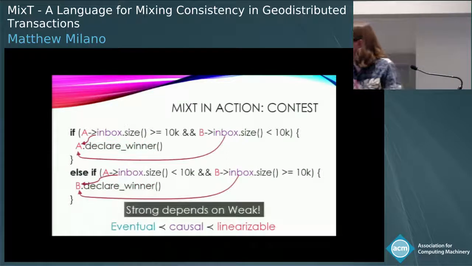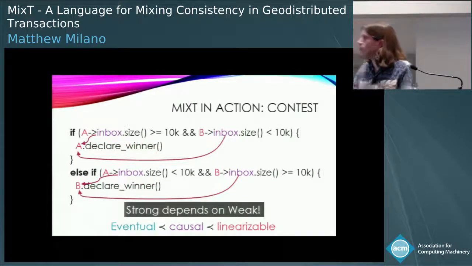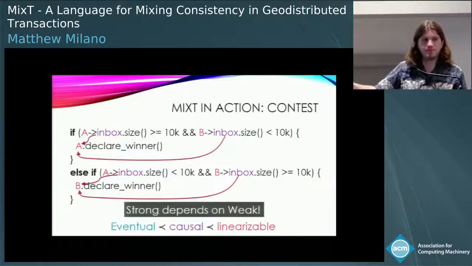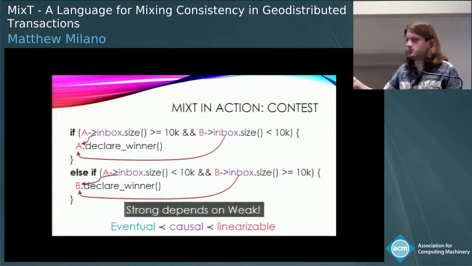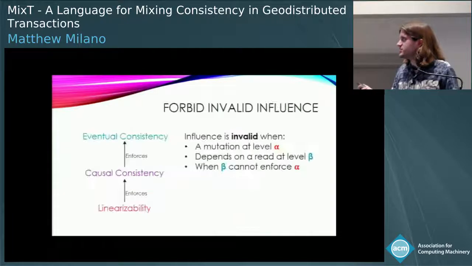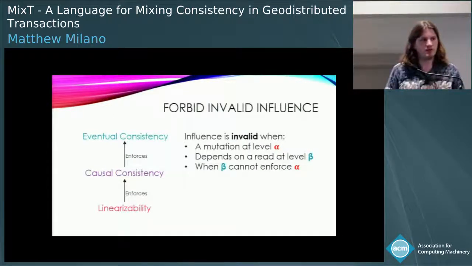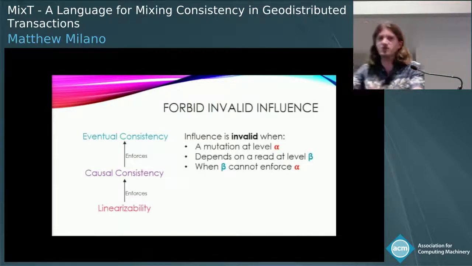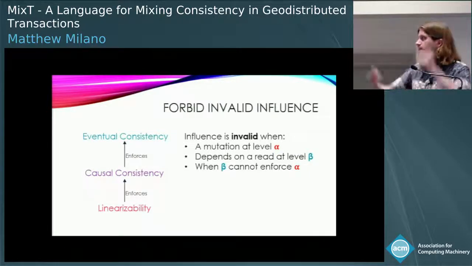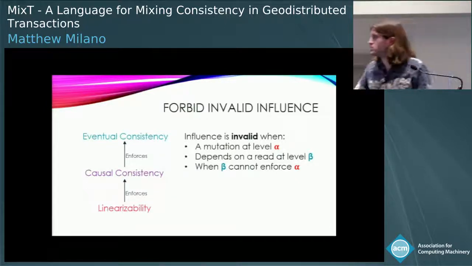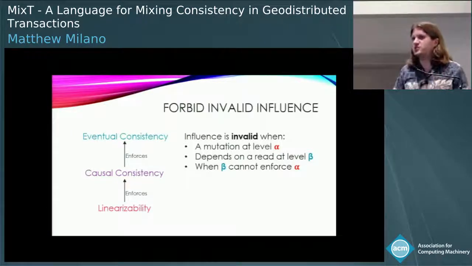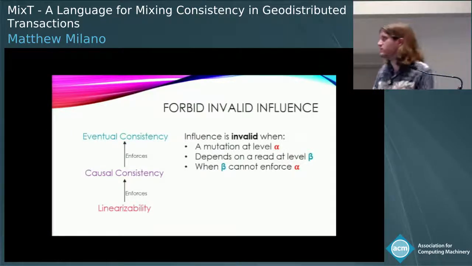As may be suggested, our problem here is this flow. Our problem is that we were able to decide to do a strong action based only on an inconsistent observation. This is an invalid influence, and we're going to want to ban invalid influences. We say that an invalid influence happens anytime a mutation at some level depends on an observation at a weaker level than that mutation. We're going to be able to order our consistency models based on which ones are stronger or weaker by looking at what sort of behaviors they allow or what sort of properties they can enforce.